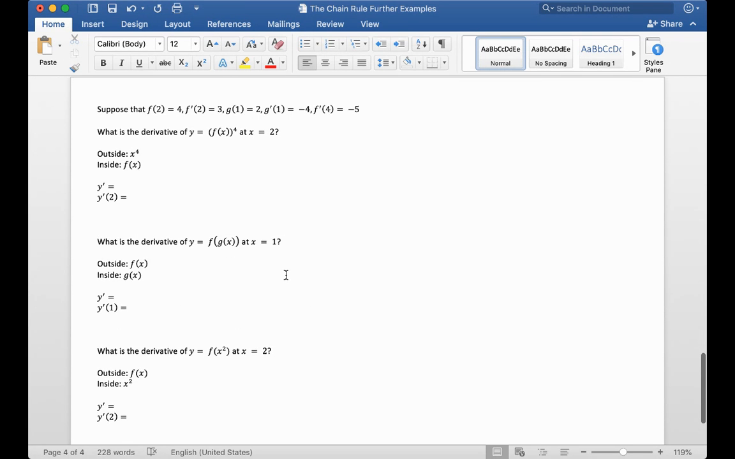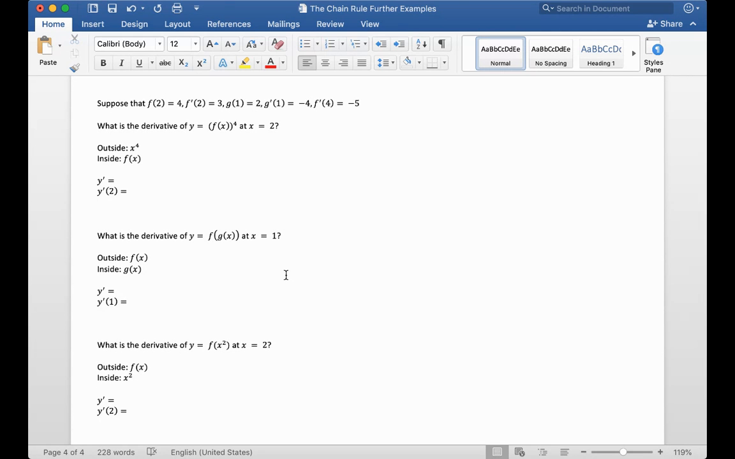Now let's scroll down and look at 3 other examples. And here we're just given pieces of information about the values of a function or its derivative at a very few select points. And we're asking to compute the value of the derivative at a particular value of x. And so in the first example, what's the derivative of y equals f of x to the fourth at x equals 2? We want to see this as a composition. We're taking f of x, our inside function, and raising it to the fourth power. And so we have a composition here.